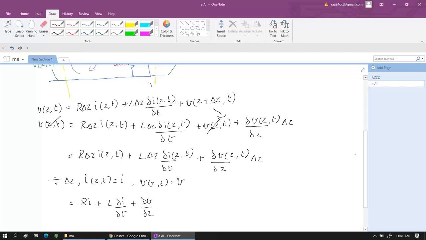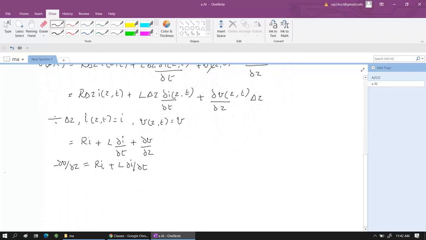Now I'll take this ∂V to the other side, so I can write it as minus ∂V/∂z is equal to R I plus L ∂I/∂t. This I will consider as equation 1.